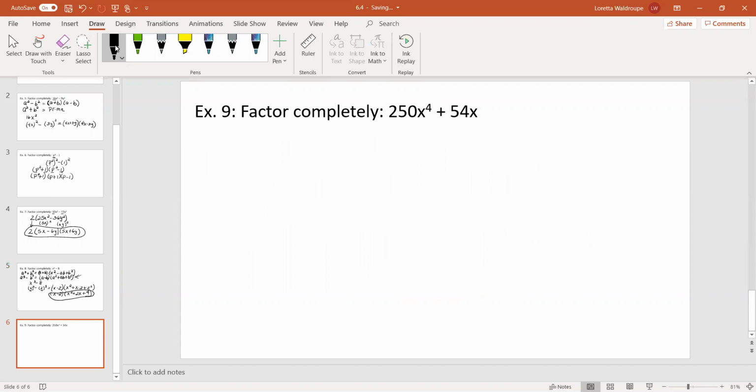One more. If I look at these, I can see they're both even, and they both have an x. So let's take out a 2 and an x. Divide by 2, I'm left with 125. Take out an x, I'm left with x cubed. Divide by 2, and I'm left with 27. And if I take out an x, I have no x's left.